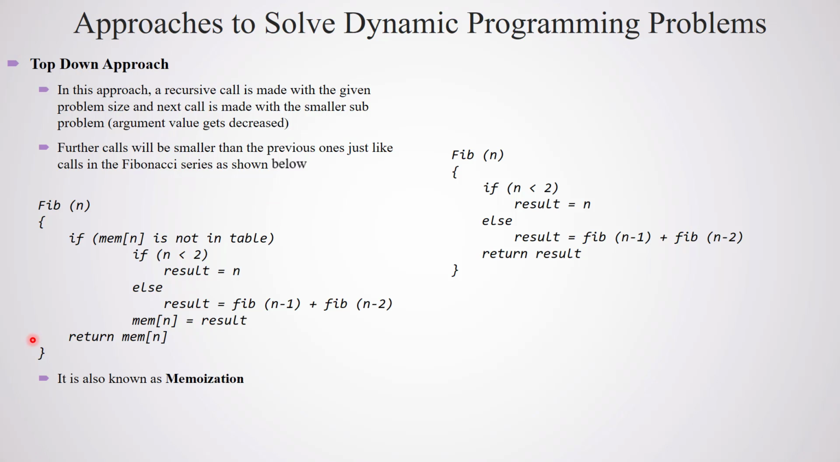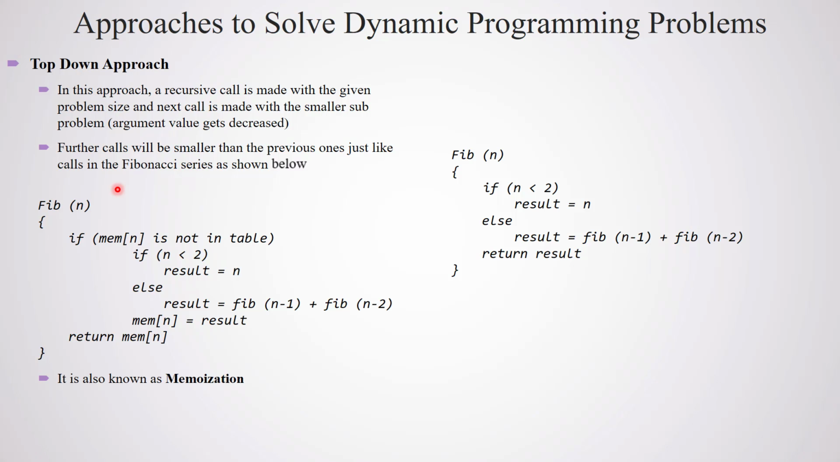Before going to this pseudocode, I will discuss this pseudocode. This is a normal recursion. If n is less than 2, result equals n. That means if n is 0, the result is 0, or the 0th term is 0. If n is 1, the first term is 1. So the n value will be the result, and that result will be returned. Otherwise, we make a recursive call: fib of n minus 1 plus fib of n minus 2. This is the normal way in which we estimate the nth term of the Fibonacci series using recursion.